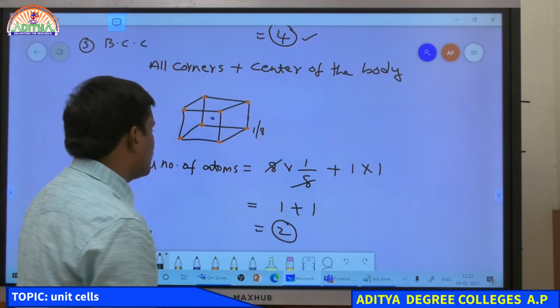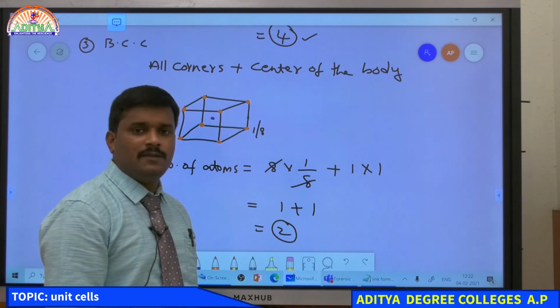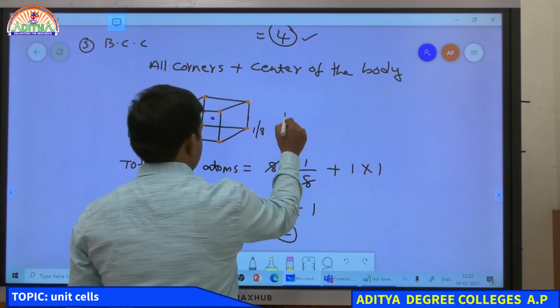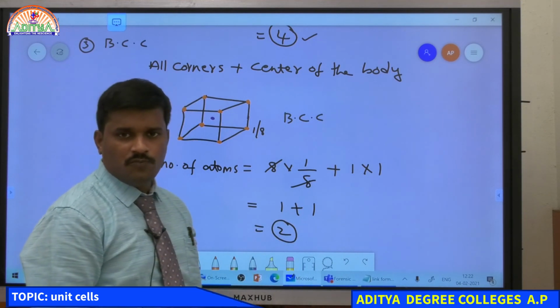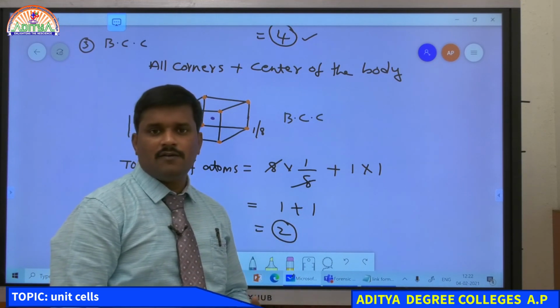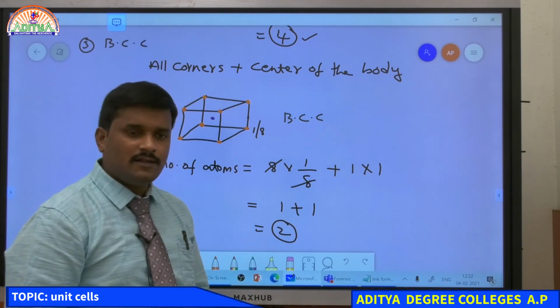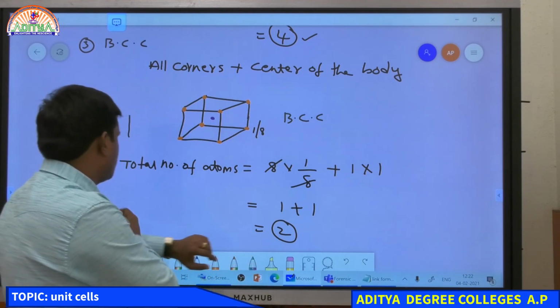Therefore, the total number of atoms present in the BCC unit cell is equal to 2. So, 1 from corners and 1 from the center of the body. Therefore, the total number of atoms is equal to 2.